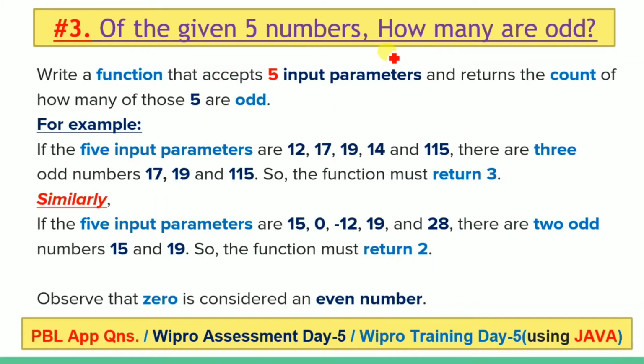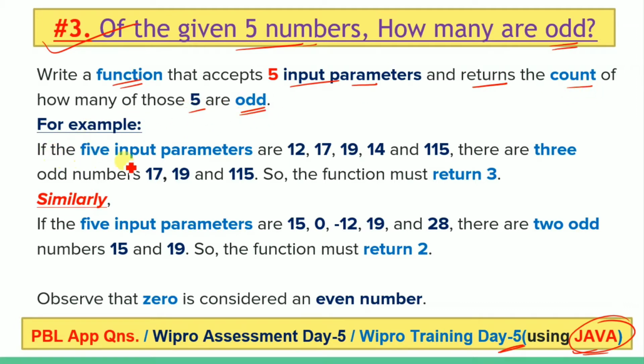Hello friends, today we are going to discuss the third question of day 5 using Java. So the question is, of the given 5 numbers, how many are odd? Here we have to write a function that will accept the 5 input parameters and will return the count of how many of those 5 are odd.